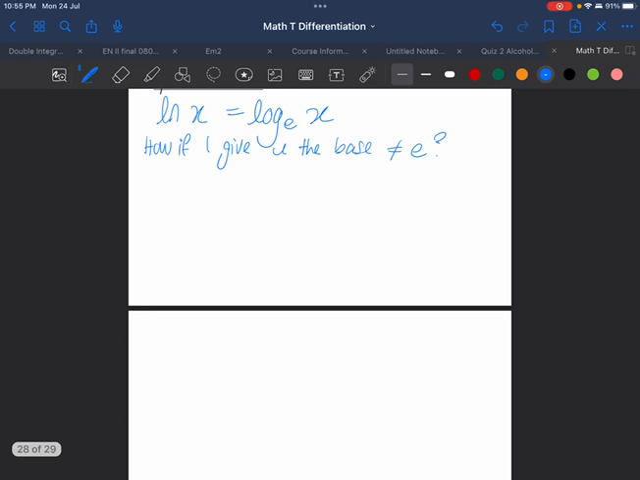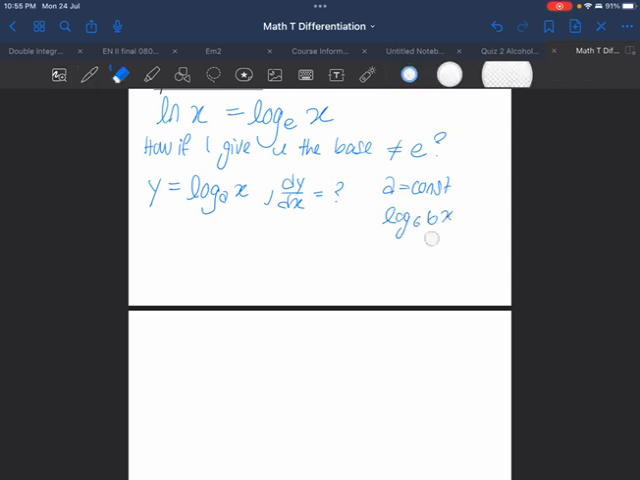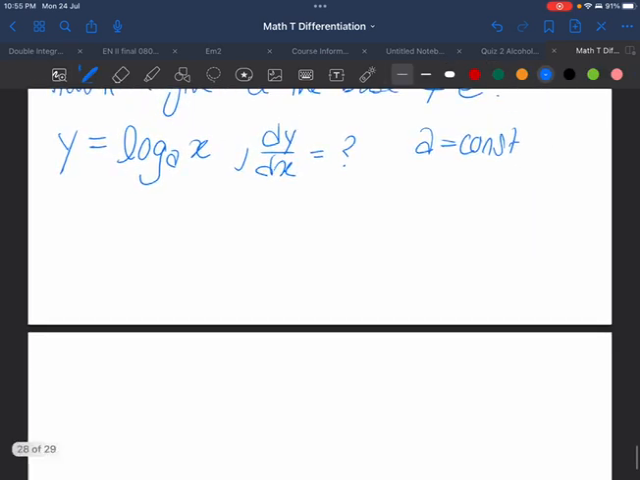So let's say we have y equals log base a of x. How are we going to find dy/dx, where a is a constant? Let's say I give you log base 6 of x. It's very weird, right? I know, but never mind, we will try to solve it.